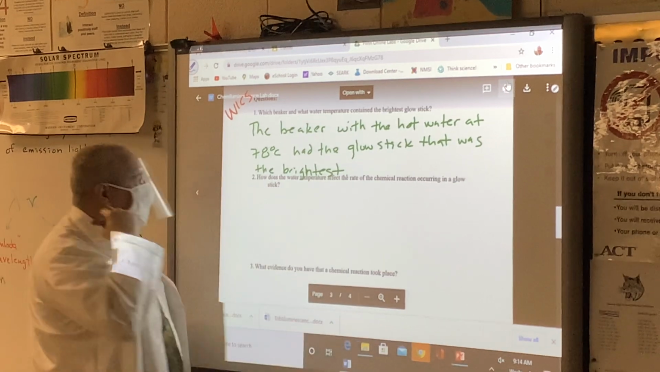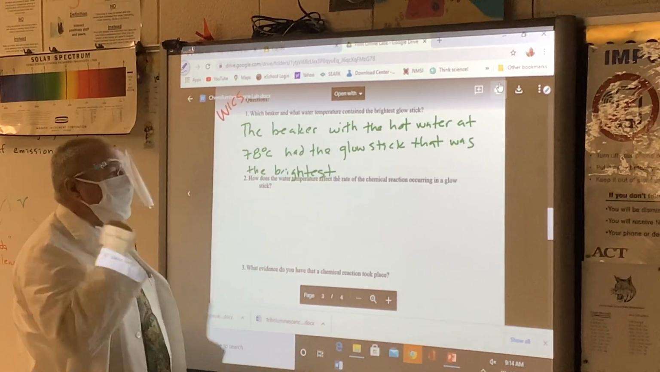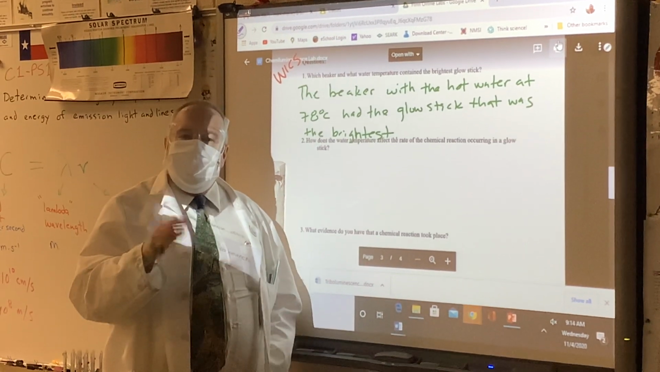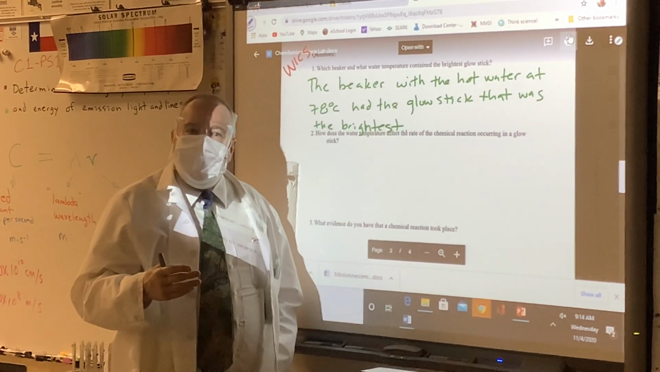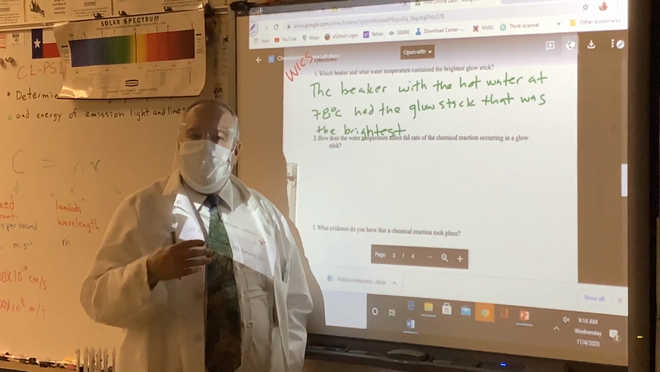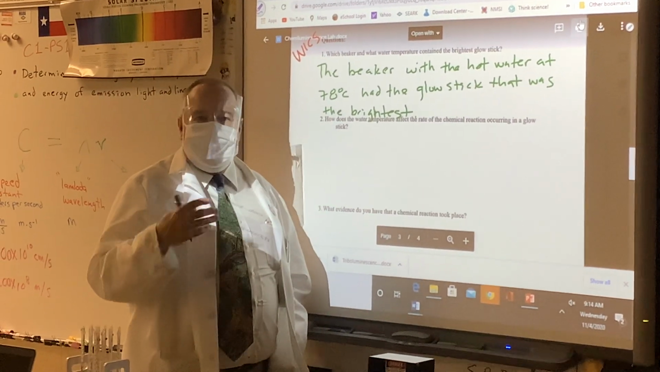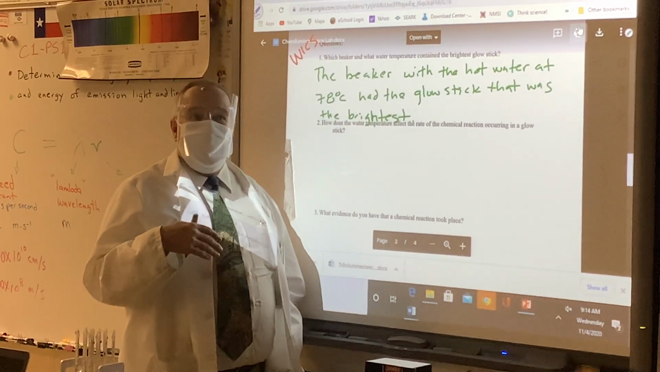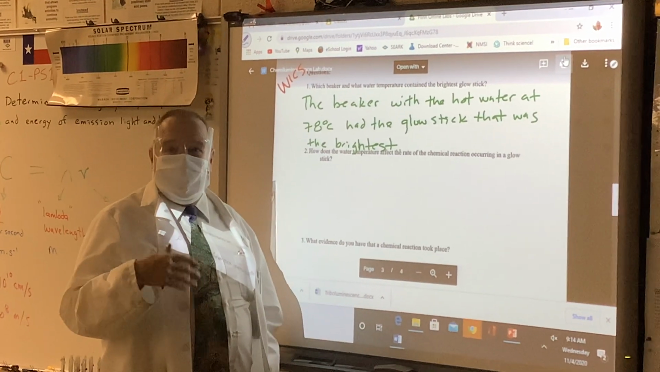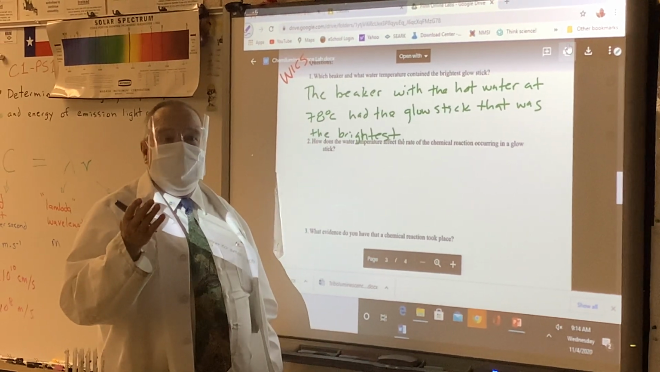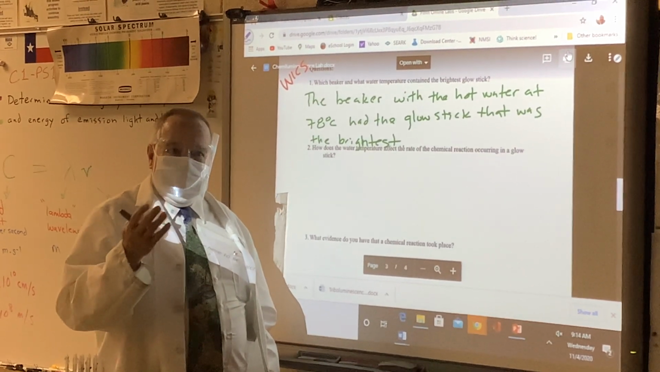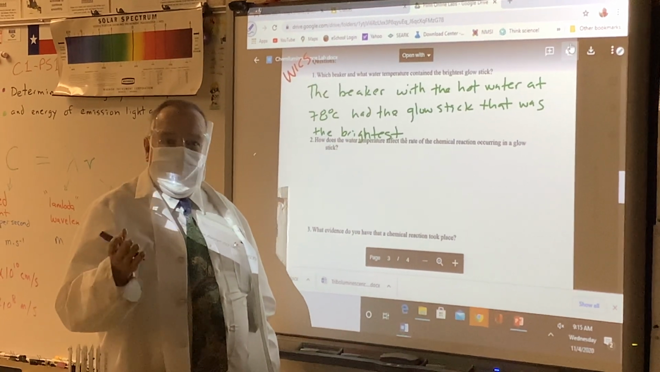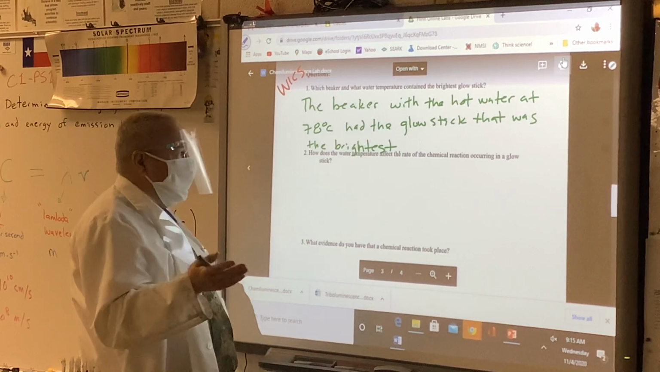Now it says, how does the water temperature affect the chemical reaction? So what's happening is, in the hot water, the chemical reaction goes faster. It's using up reactants and producing more product, and that reaction releases energy that elevates those electrons. And if you release more, you excite more electrons and you get brighter light, light of greater amplitude.